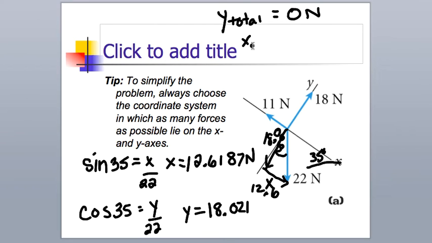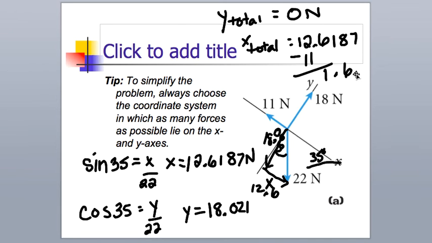The total in the x direction then is 12.6187 minus, because that's down the ramp, minus 11, which is up the ramp. And so that will leave me with a 1.6. Again, not my final answer here, 1.6 newtons in the x direction.